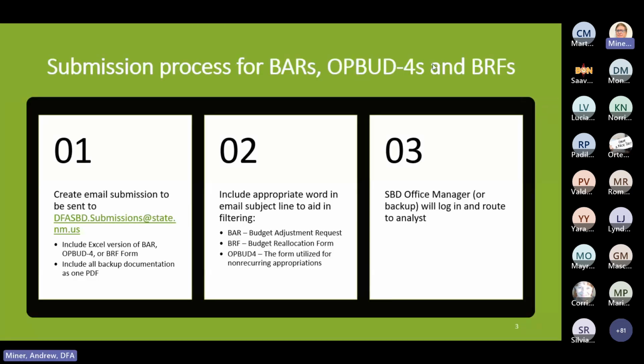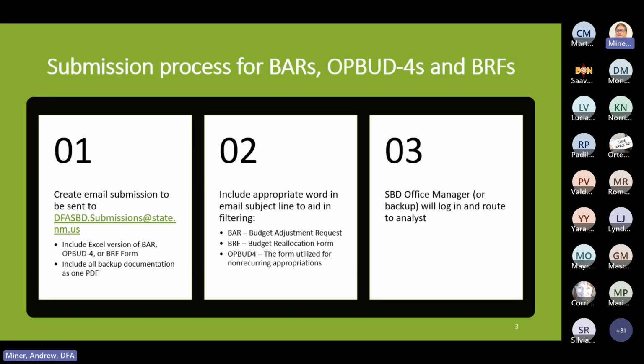Okay, so first, let's talk about the submission process for these documents, for BARs, OPUD 4s, and BRFs. You'll create an email submission and send it to the address that you see there, dfaspd.submissions. That'll be routed to our office manager, and we have a backup who can access that as well. We ask that you include an Excel version of the BAR, the OPUD 4, or the BRF. We ask for the Excel version because that's easy for us to edit and to mark off ourselves as it goes through our process.